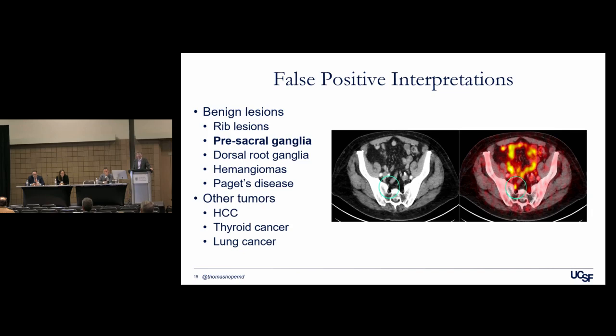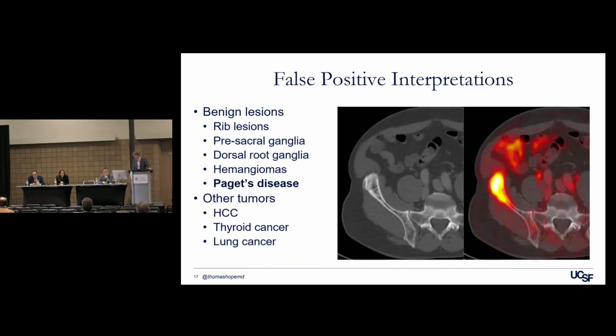Pre-sacral ganglia are also overcalled sometimes. These are anterior, posteriorly oriented, just in front of the sacrum. These are also not real disease. Once you get familiar with this, you'll never call it, but I used to call this before it was described, 5 years ago when I was reading PSMA PETs, and now I obviously know better.